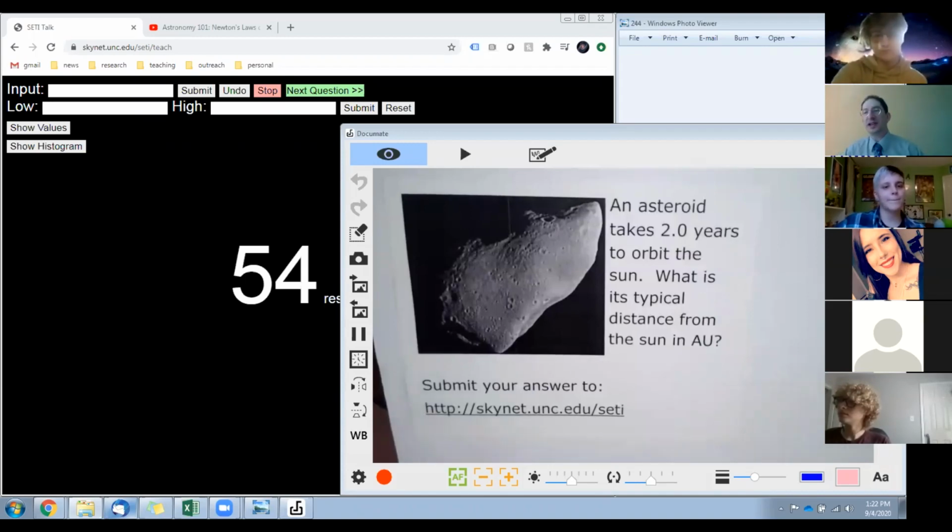The question here is, an asteroid takes 2 years to orbit the sun. What is its typical distance from the sun in astronomical units? Or you can interpret that as what is its semi-major axis in astronomical units. I'll give you just a few more seconds to flesh this out for those who are just joining. Maybe about 20, 30 more seconds.